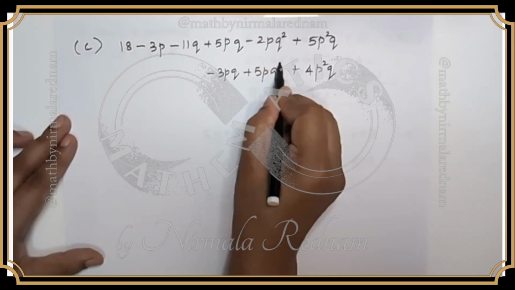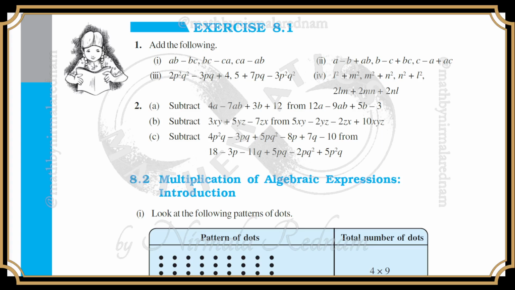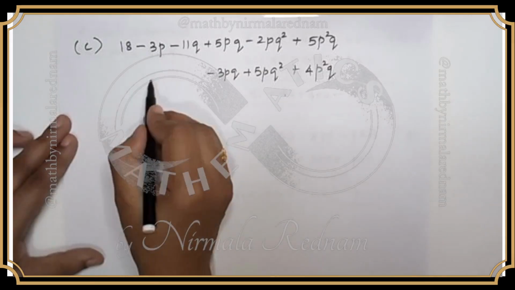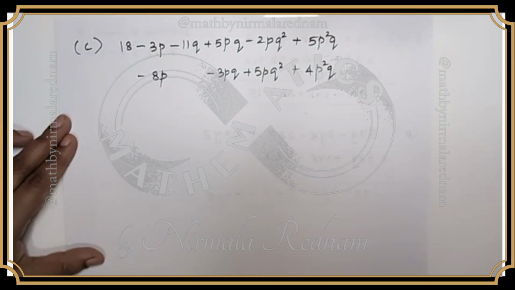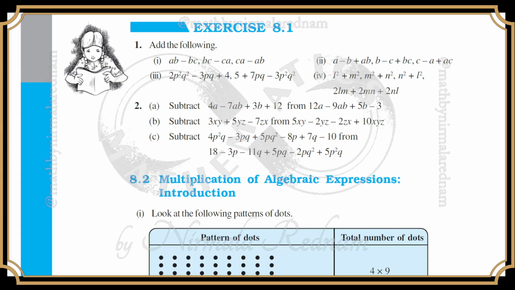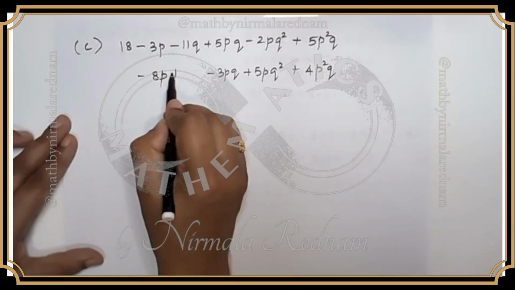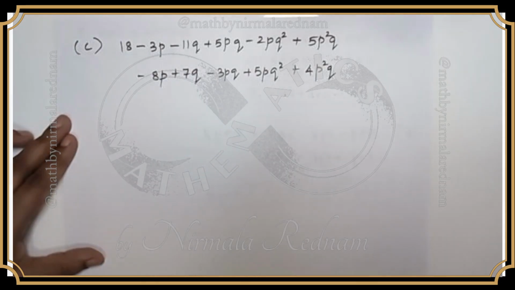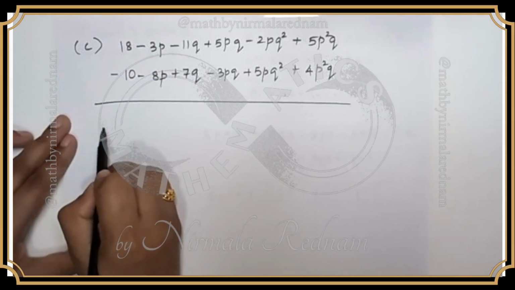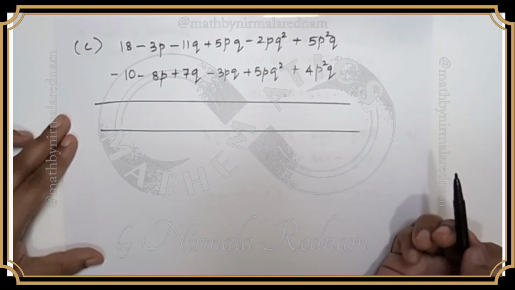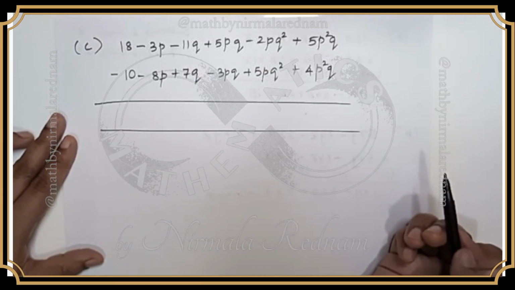This is 5pq square. And then I have 8 minus 8p. So it will come below minus 3p. After that it's 7q plus 7q. And then finally minus 10, right? So this is the expression that I'm going to subtract.